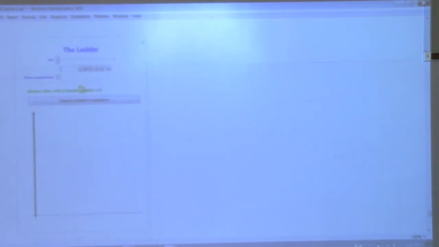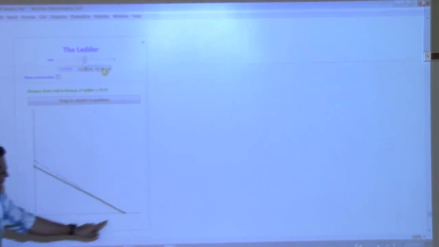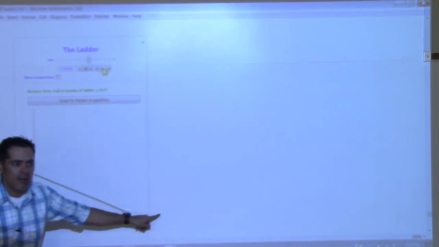So here's your picture. That's slowed down. You get the idea. So as this slides, like this, this is coming down at a constant rate, and we want to know at a certain instant how fast that point of the ladder is moving away.